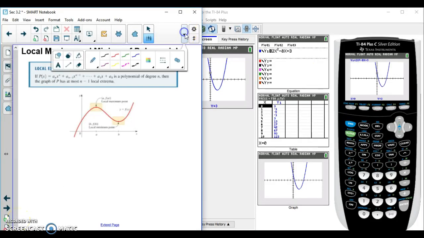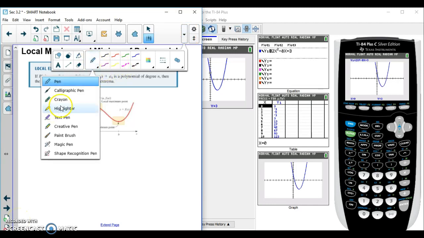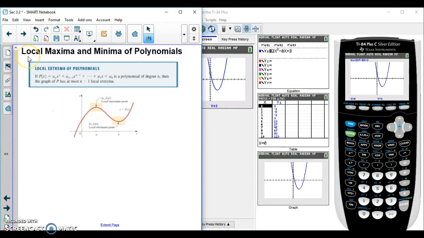Okay, so let's talk about our local max and our local mins. For local max and min of a polynomial, if p of x equals this equation, a polynomial of degree n, then the graph of p has at most n minus 1 local extremas. A local maximum point is the highest point of the graph, and a local minimum point is the lowest point of the graph. So you can have a high or a low depending on what your equation is and how many curves you have.